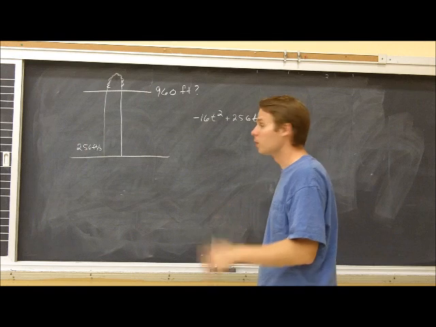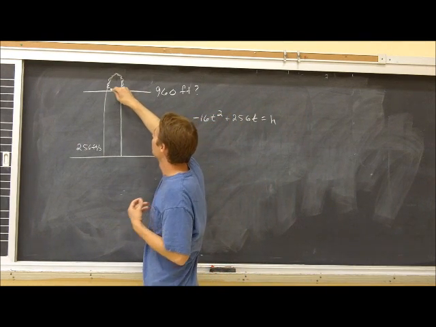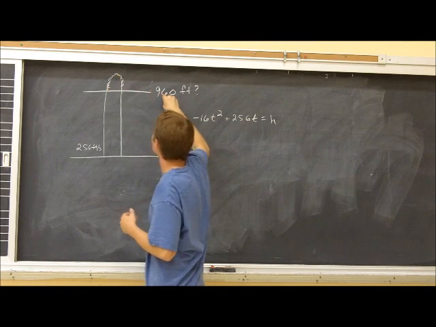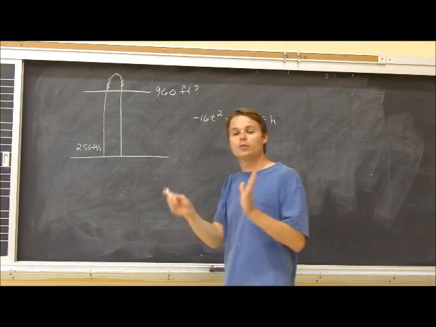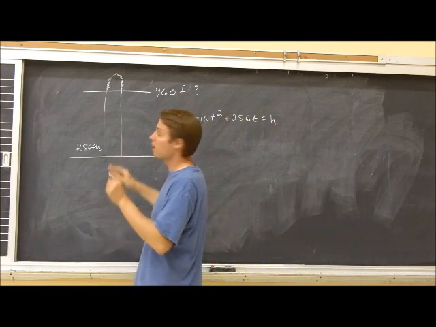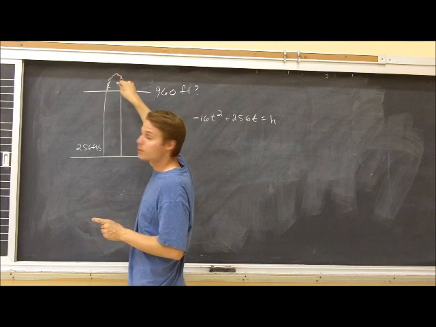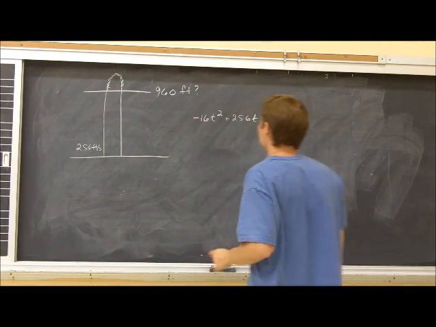However, for some reason, I want to know at what time the rocket is above 960 feet. So maybe there's something to do with the air pressure or something like this. But I'm interested in knowing exactly how long, or between what time intervals, this rocket was above 960 feet.